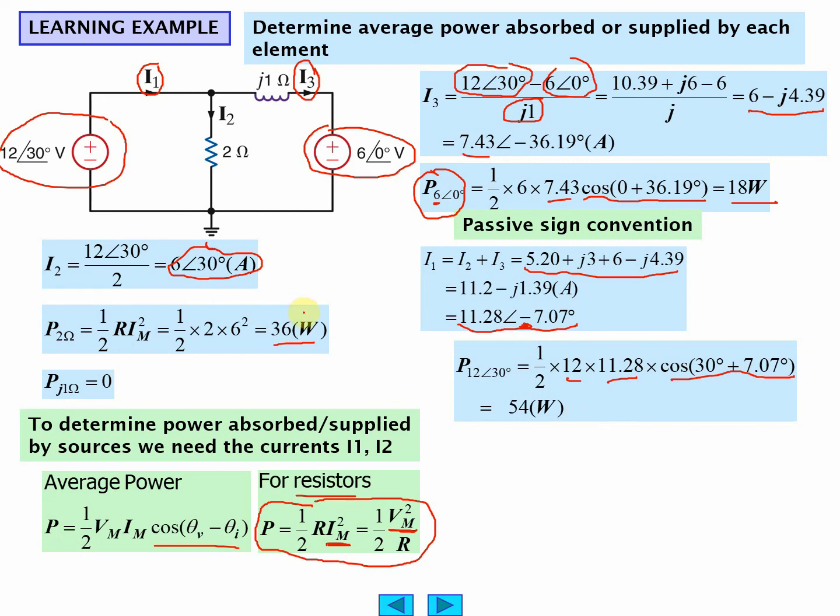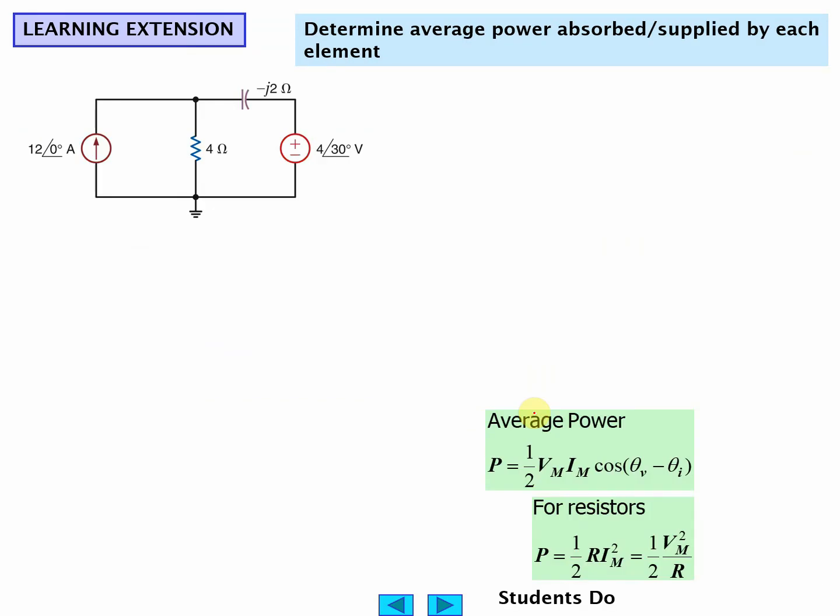54 watts. So we have 36 watts being dissipated in the 2 ohm resistor. We're presuming 18 watts is absorbed. That is, power is going into this guy. Notice the direction of the current. Power is going out of this guy, the 12-volt source. So 18 plus 36 should equal 54. And indeed it does. Voila. That's the end of this one.